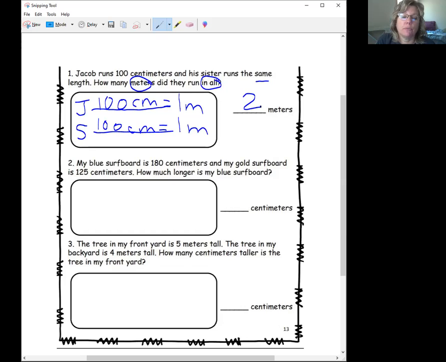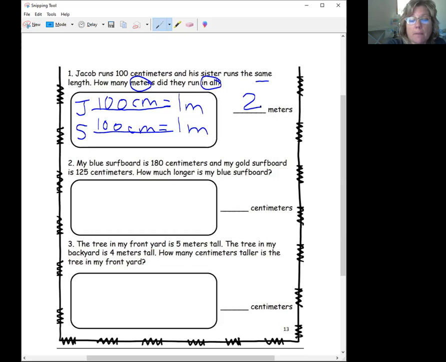Okay, number 2. We're going to read, draw, and write for number 2. My blue surfboard is 180 centimeters and my gold surfboard is 125 centimeters. How much longer is my blue surfboard? Okay, so I'm going to read it again and I'm picturing what it looks like. My blue surfboard is 180 centimeters, and my gold surfboard is 125 centimeters. How much longer is my blue surfboard? So again, I'm going to read, draw, write.